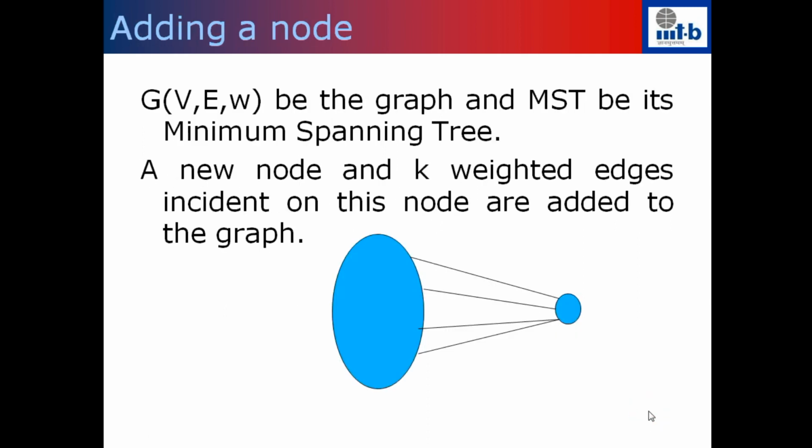So now let's look at the next example. We have a graph G which has some nodes, edges and weights. We have computed the MST of this particular graph, so the minimum spanning tree has been computed. Now a new node has been added, and k weighted edges incident on this node are added to the graph. So you added one node and several edges to the graph. Now I want to compute the MST of the new graph, but I already have the MST of the older graph. How efficiently can I compute the minimum spanning tree of the new graph?